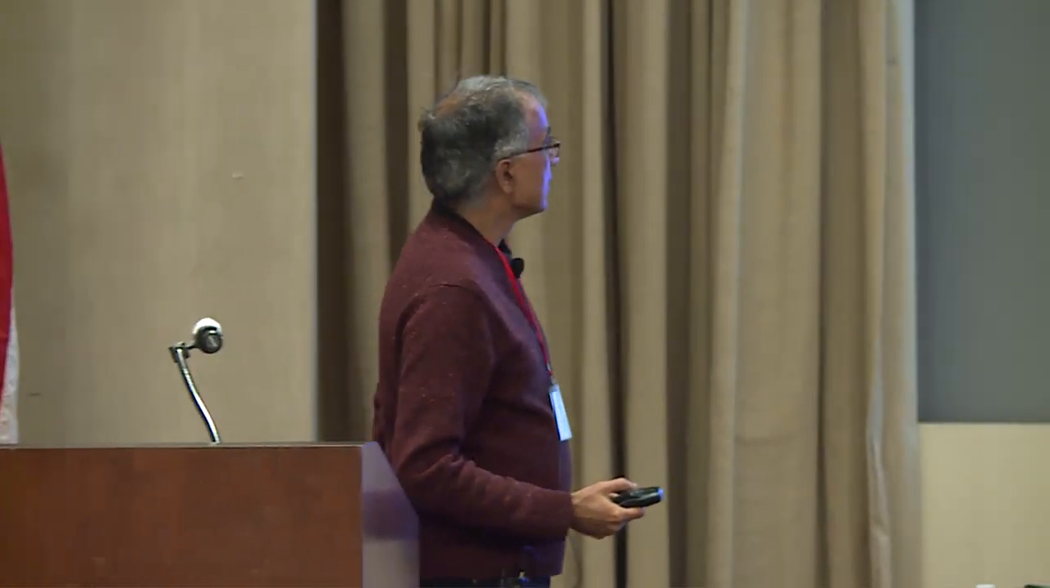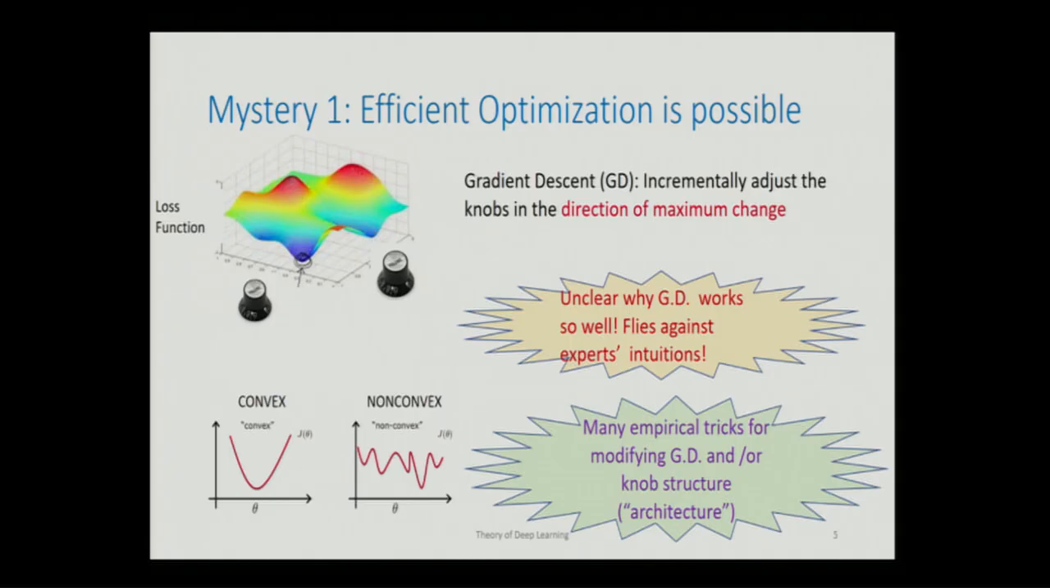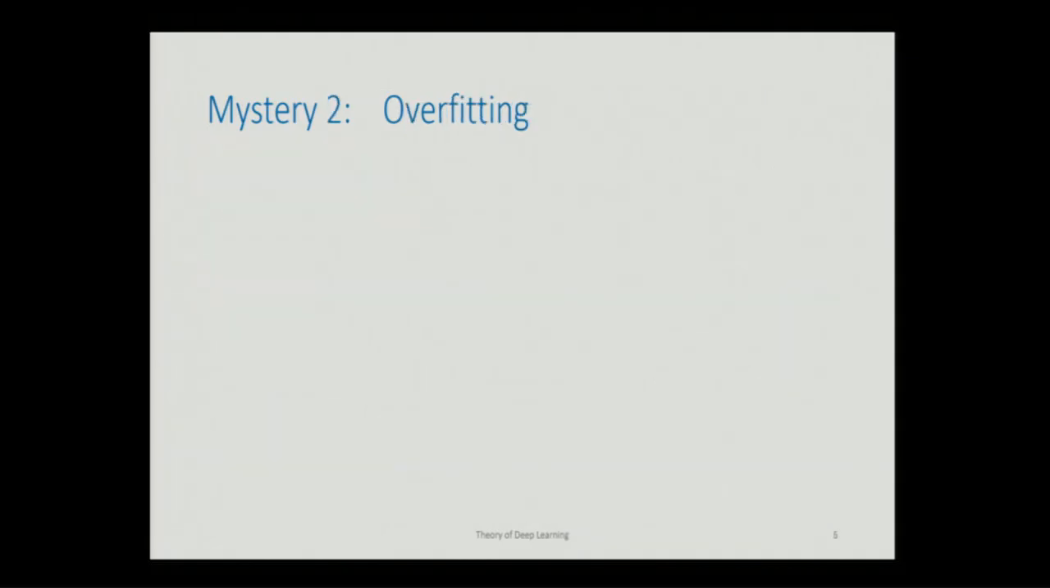works. I'm guessing all of you know gradient descent, but it's such a mystery why this works so well. Now, as I mentioned, there are many empirical tricks for modifying gradient descent or knob structure, which are the architecture. Mystery two, the issue of overfitting.